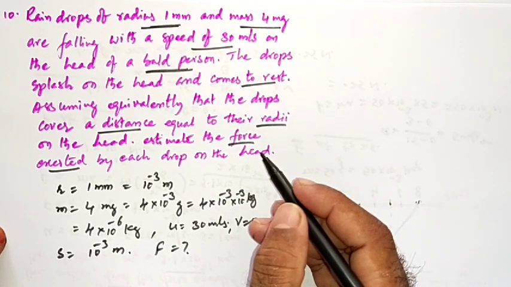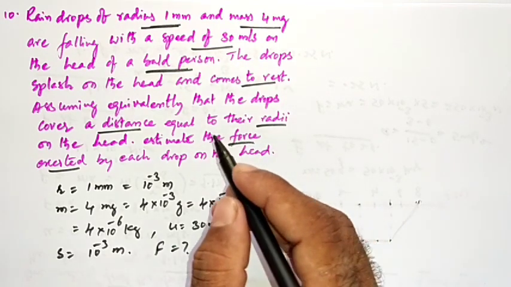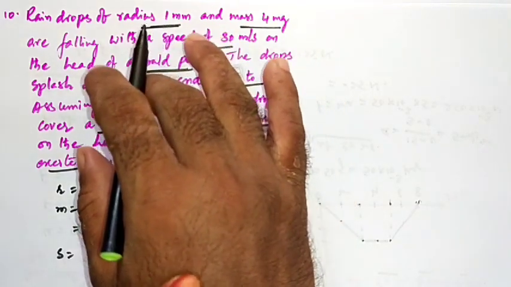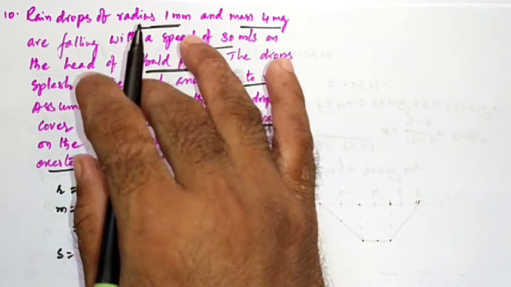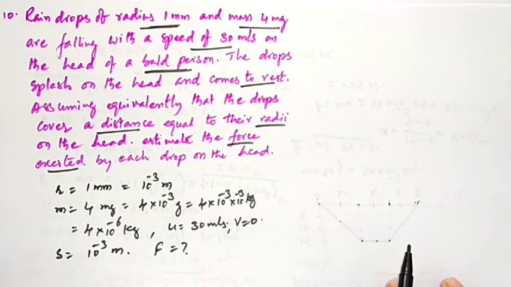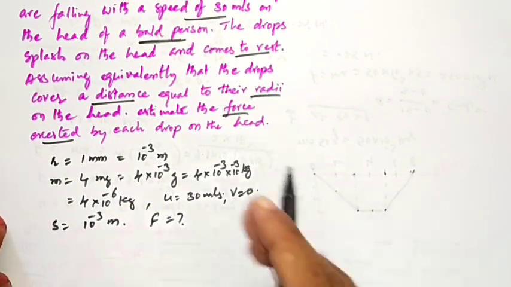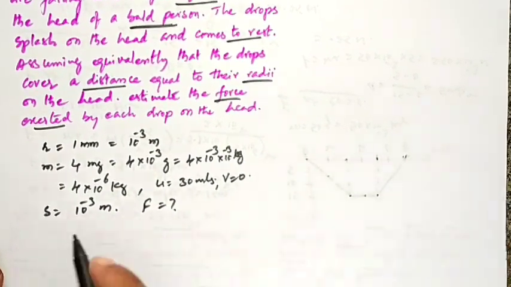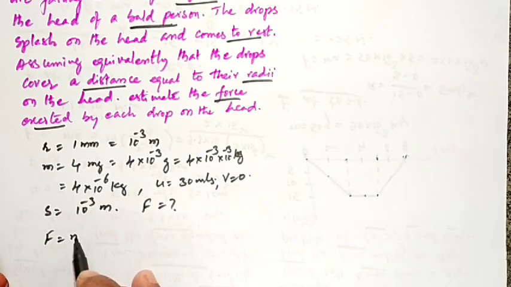So when we feel the force applied by the water drops while standing in the rain, when raindrops fall on the head, it exerts force. How much force is that, he is asking? Very simple. The question is very big, but the data is too simple. Now to calculate force, what is the formula? F is equal to ma. We have mass, and acceleration we need to calculate.